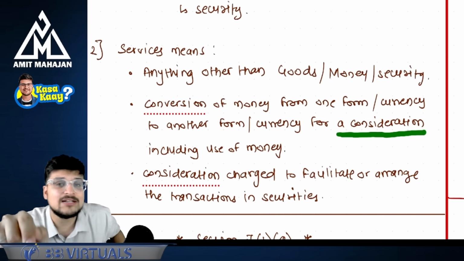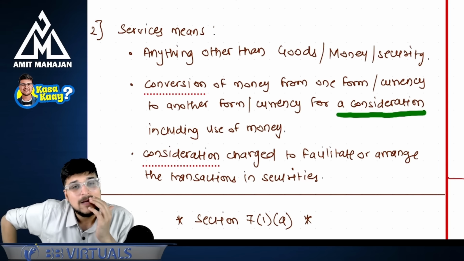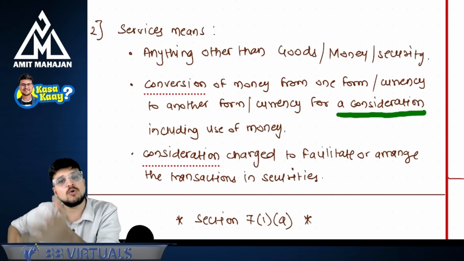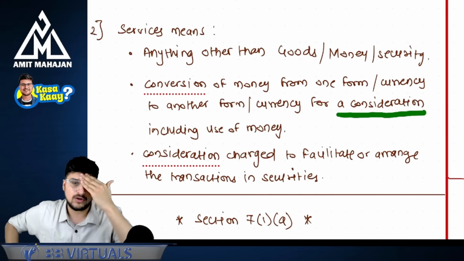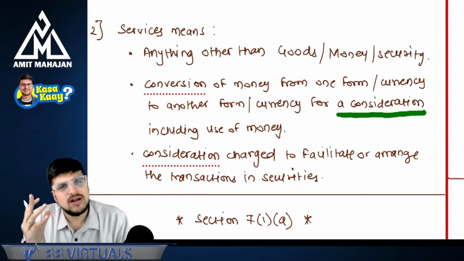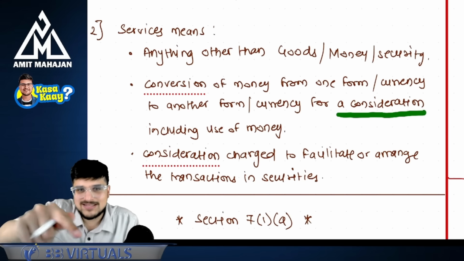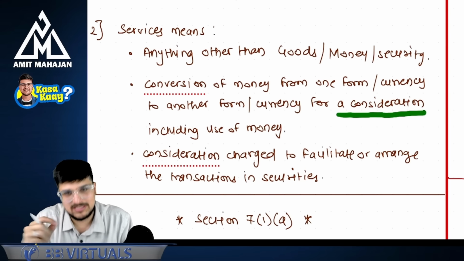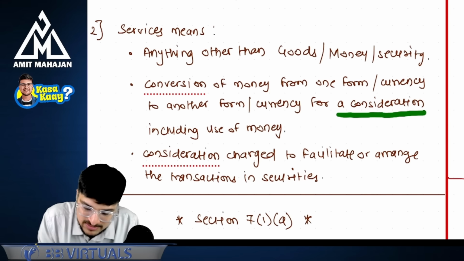Okay. Next point is conversion of money from one form or currency to another form or currency for consideration, including use of money. So what is the meaning of this? In simple words, for example, you have 100 rupees. You came to me, the money changer, money exchange, and said you want dollars for this 100 rupees. So I gave you dollars worth 100 rupees. So can I say I did conversion of money for you? Perfect. So for this, I charged some consideration from you. So whatever supply I'm giving, it will be considered as service.